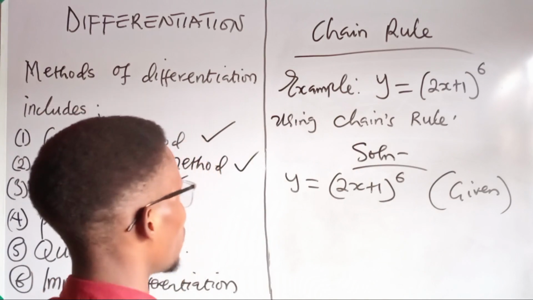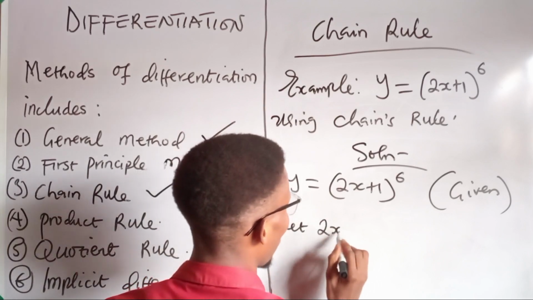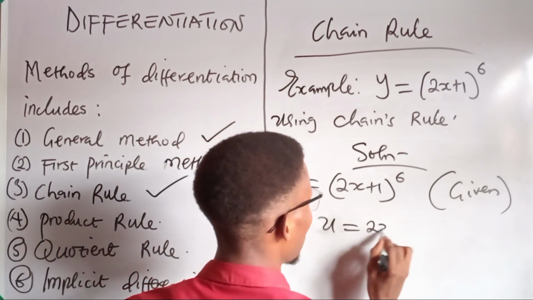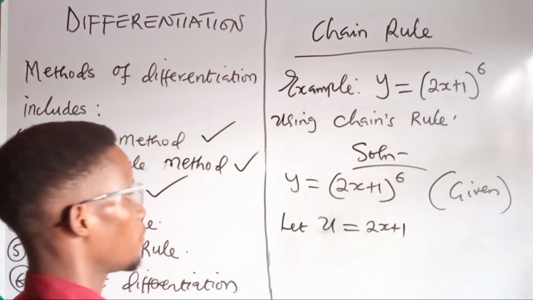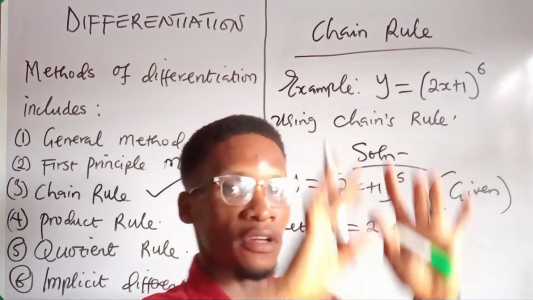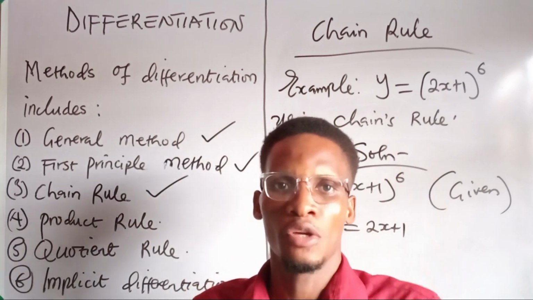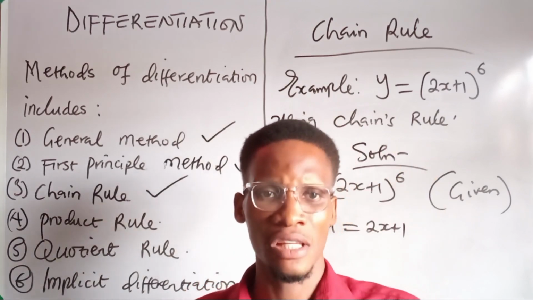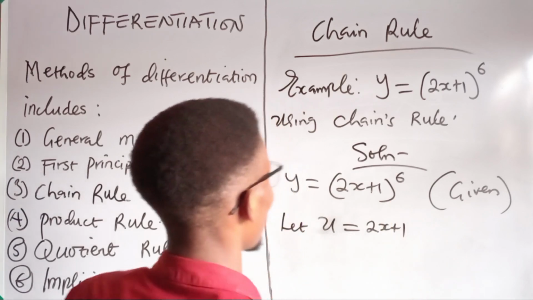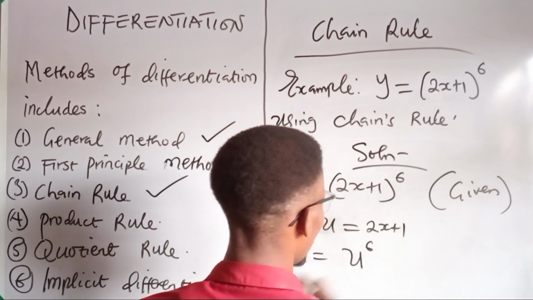So what do you do now? You say, let u equals to 2x plus 1. If you assume the whole of this, that's the method. Anything that is inside the bracket is assumed to be u. You may not actually use u; you can use any other alphabet to represent that, but I choose to use u. So now you have y equal to u raised power 6.